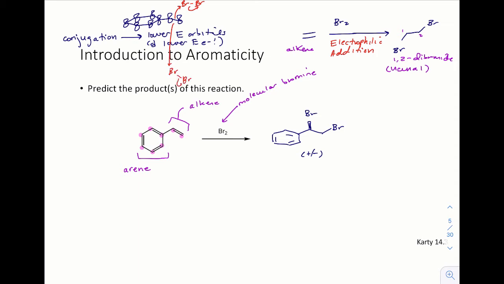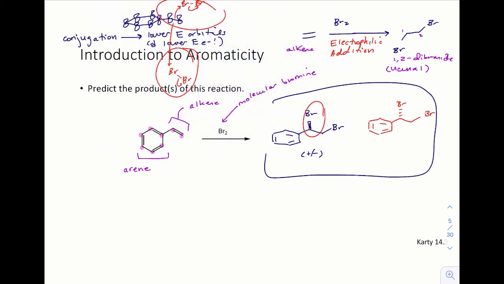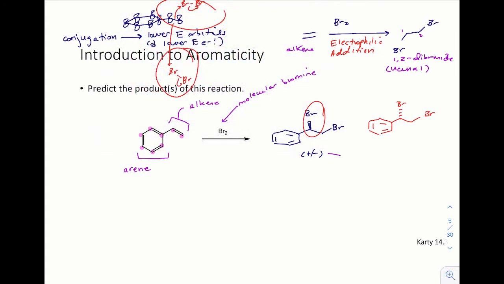Adding to the top face results in the bromine being up. Adding to the bottom face would result in the enantiomer, which I haven't drawn here, but we certainly can, with bromine behind the plane of the screen. Both of these attacks are equally likely, and so these two enantiomers are formed in a 50-50 mixture. That's what this plus minus means. It means a racemic mixture of two enantiomers, a 50-50 mixture of two enantiomers.